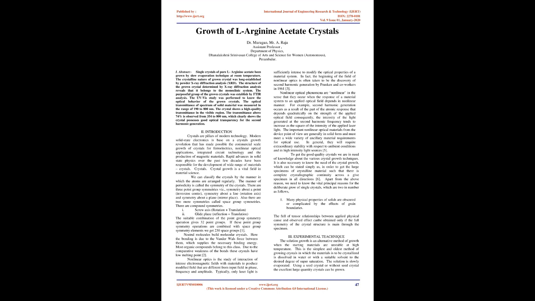The suitable combination of the point group symmetry operations gives 32 point groups. If these point group symmetry operations are combined with space group symmetry elements, we get 230 space groups. 1. Neutral molecules build molecular crystals. Here the bonding is due to the van der Waals force between them, which supplies the necessary binding energy. Most organic compounds belong to this class. Due to the comparative weakness of the bonds, these crystals have a low melting point.